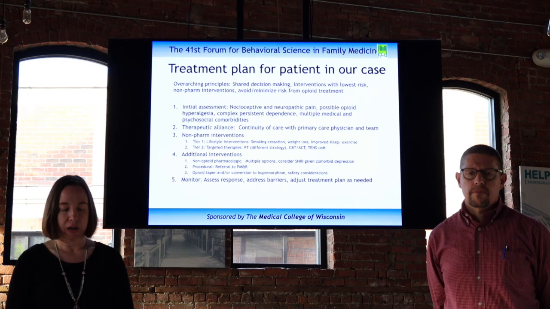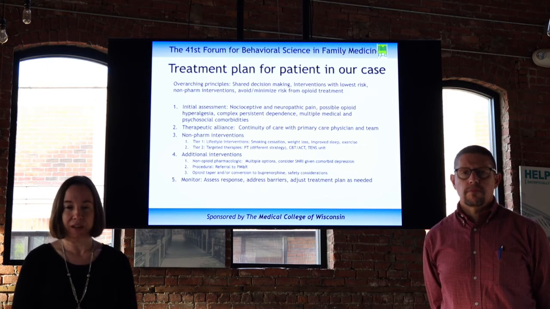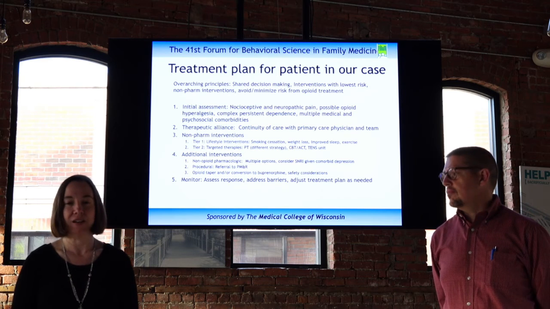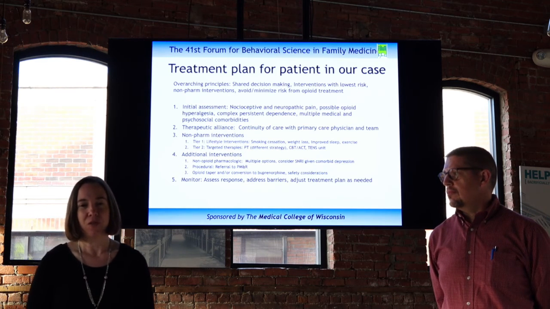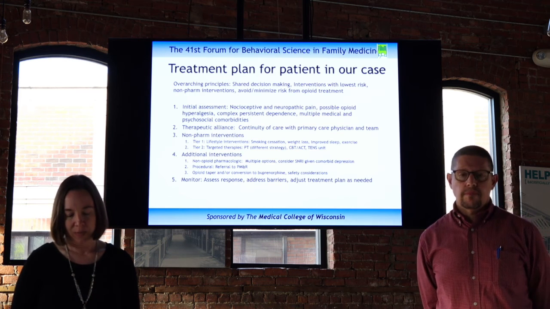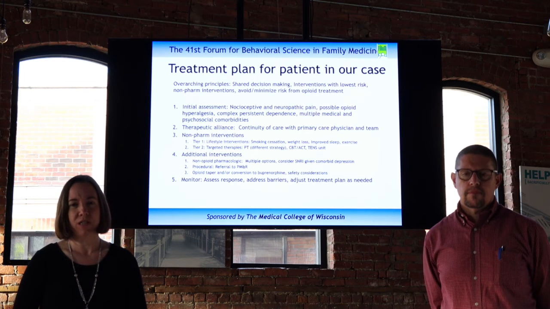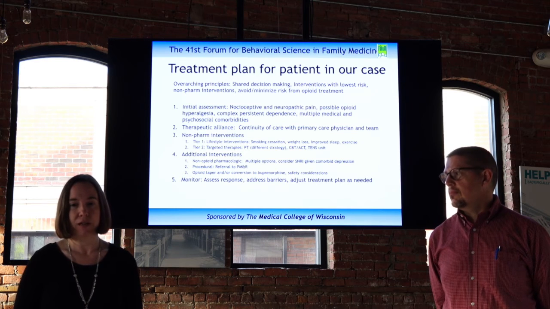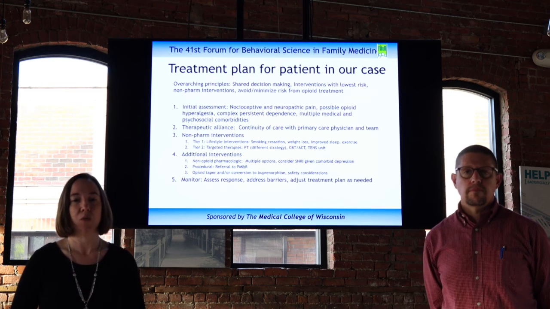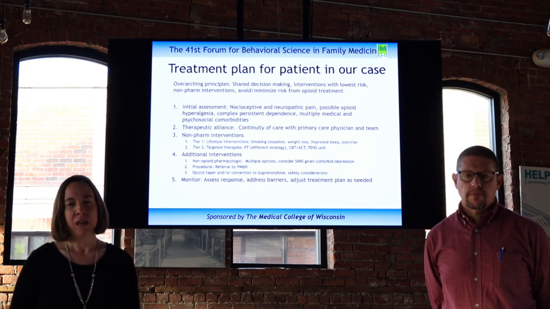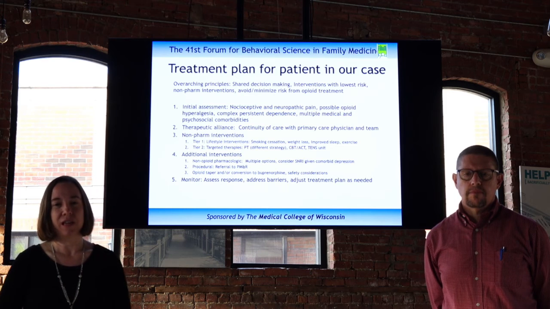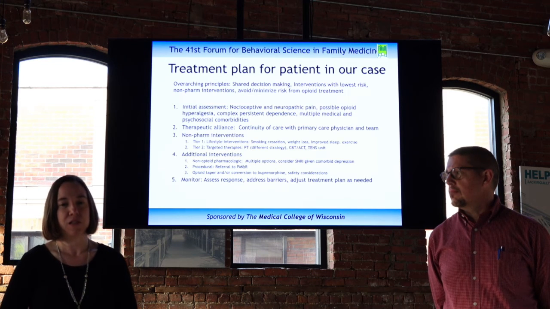So this kind of gives you an idea of a potential treatment plan for the patient in our case, using the processes that are outlined in our guideline. Our initial assessment for this patient was that there's probably a combination of nociceptive and neuropathic pain. There may even be some centralized components here, or opioid hyperalgesia or complex persistent dependence, which I'll talk a little bit more about in a bit. And there's certainly multiple medical and social comorbidities for this patient.